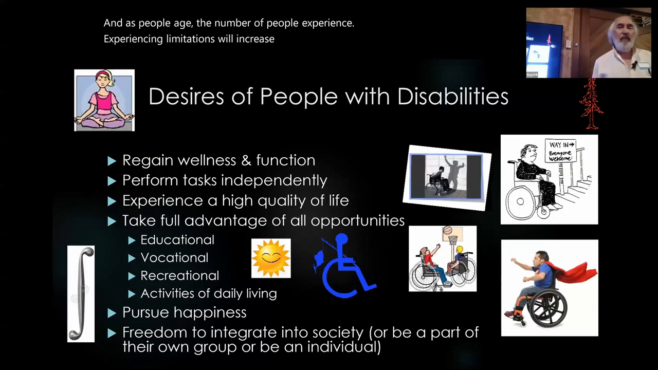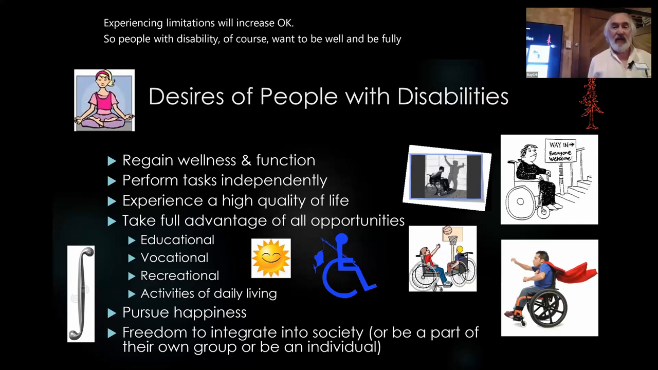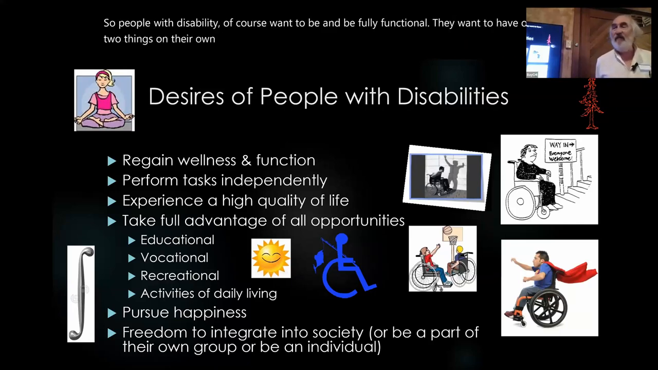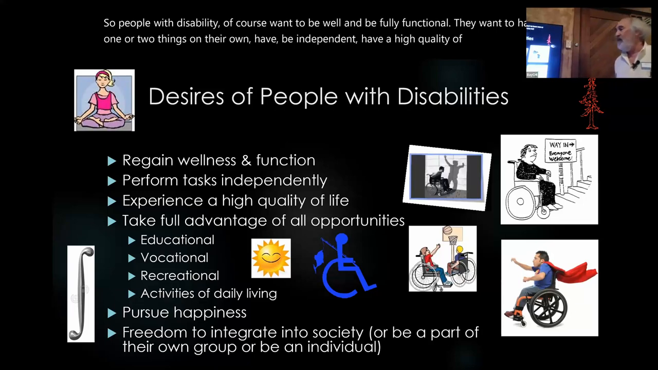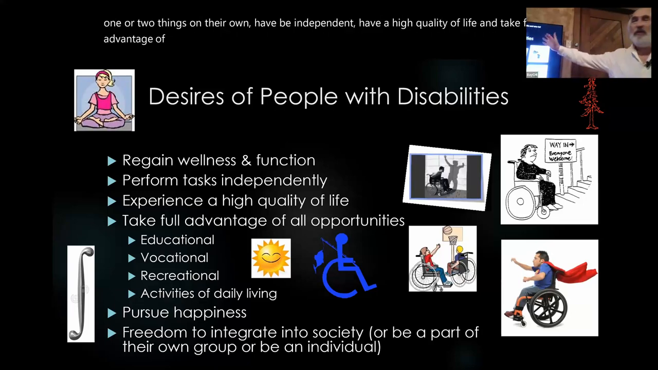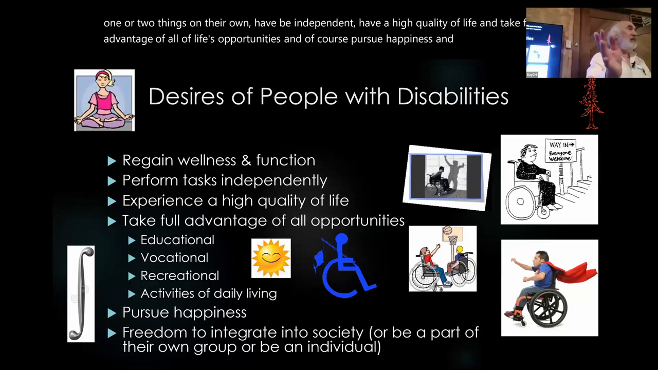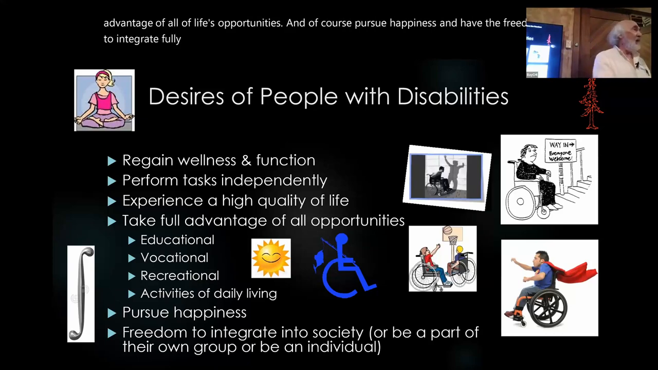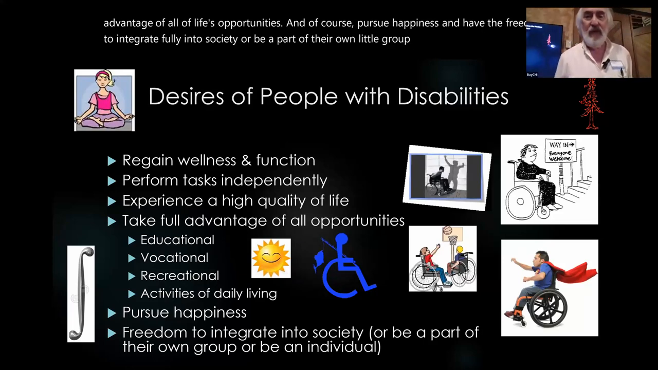So people with disability, of course, want to be well and be fully functional. They want to do things on their own, be independent, have a high quality of life, and take full advantage of all of life's opportunities, and of course, pursue happiness, and have the freedom to integrate fully into society, or be a part of their own little group. It's up to them. They have the freedom to do that.